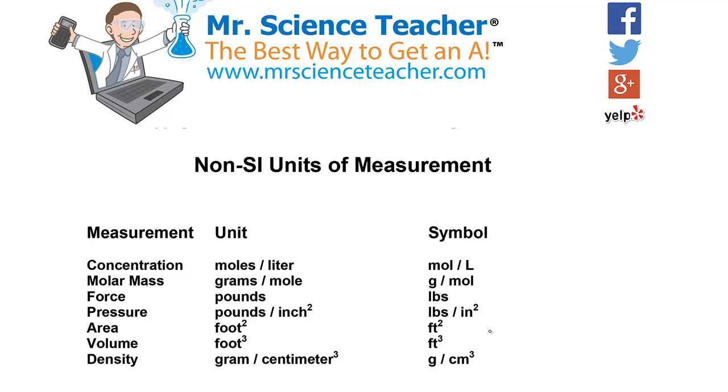So here's a small sample of non-SI units of measurement. What I'd like for you to do is to know this list, to know that concentration is moles per liter. We're going to use this one a lot in chemistry. Molar mass, grams per mole. We're going to use that one too. Force is in pounds. That's more familiar to us. Pressure, pounds per square inch. We use this one in chemistry. Area, square feet. Volume, cubic feet. These are all things that you need to know their units.